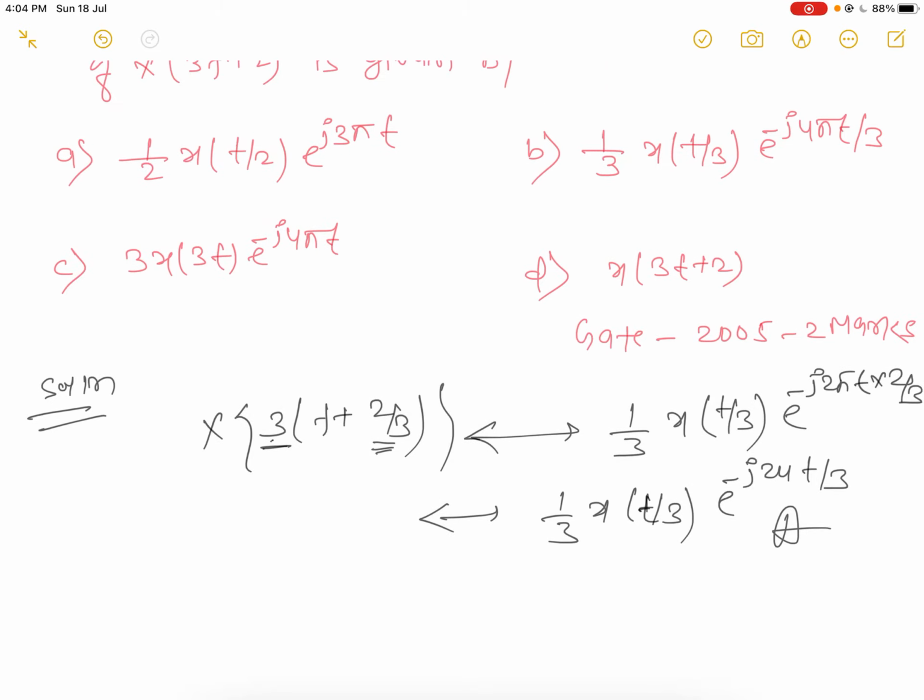1 by 3, here only B and C. No, only B has the 1 by 3, 1 by 3 x of t minus 3. So B will be the right answer.